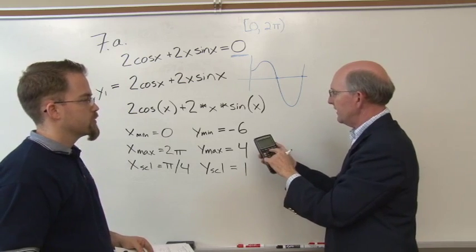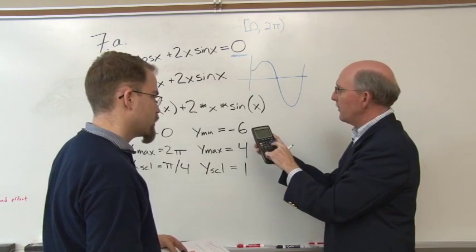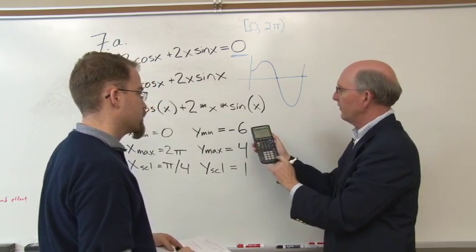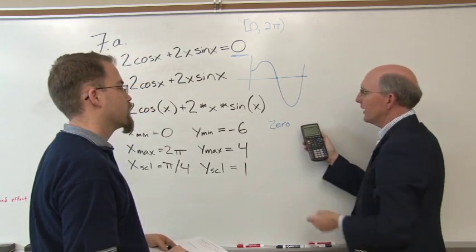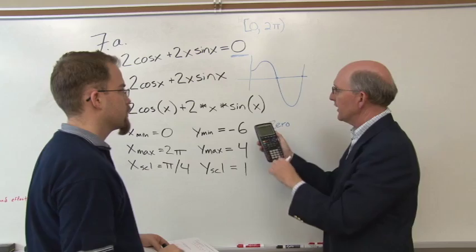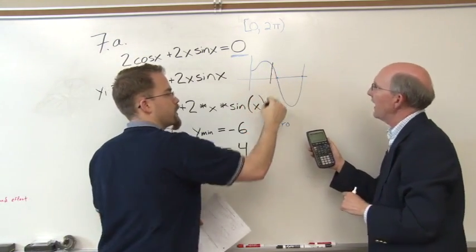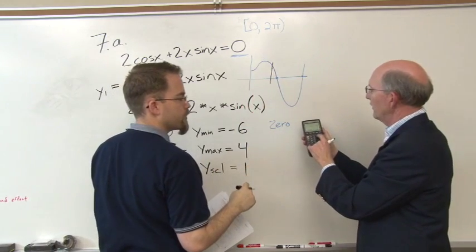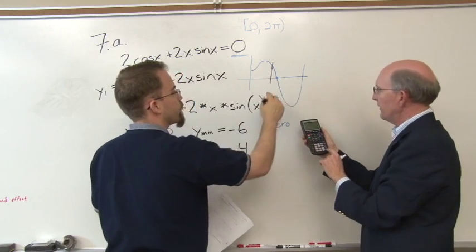So we're going to press second calculate under second trace, and we're going to go down to button number 2, which says 0. So once you press that 0 button, the calculator is going to ask you 3 things. It's going to say, what's the left bound? Okay, so I need to get to the left side. Yep. So I'm going to arrow over until I see it flashing to the left of that point, and I'm going to press enter.